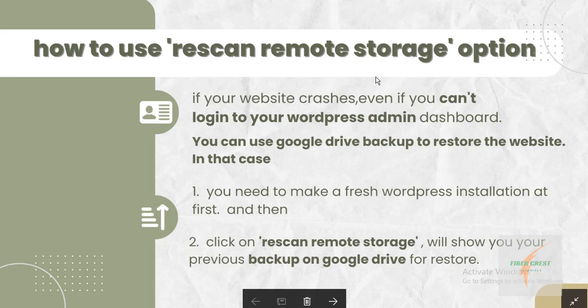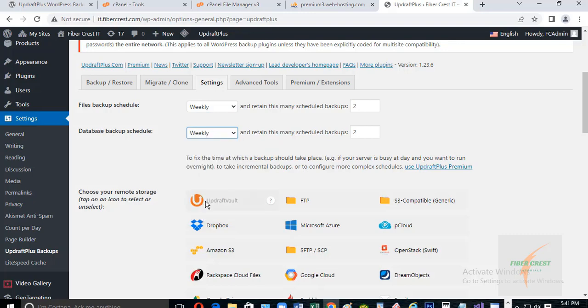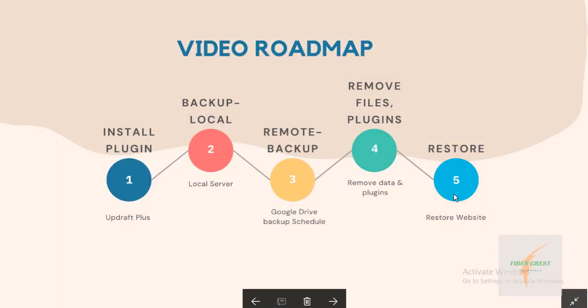We also have another video on WordPress website backup and restore using cPanel, so that you can easily restore your website in case you can't even log into the WordPress admin dashboard. So if you need it, you can follow the link below this video. So in the third step, I showed you how to take a backup on Google Drive. Hope that now you are sure how to take a backup on Google Drive.